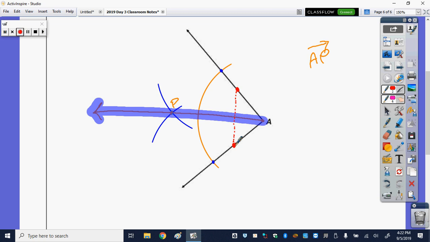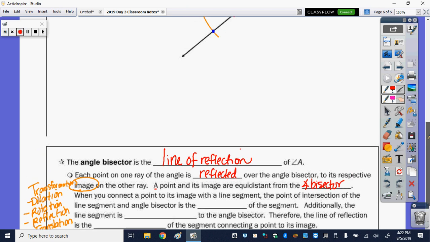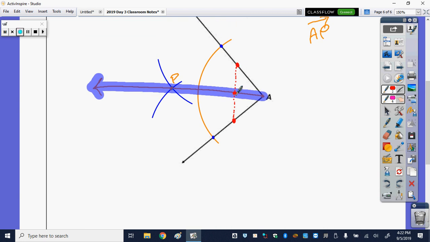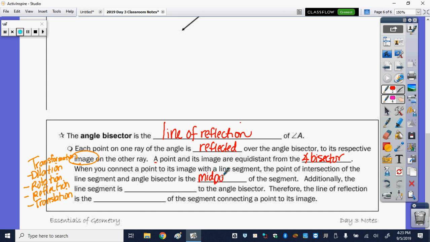The next sentence says a point and its image are equidistant from the angle bisector, that ray. When you connect a point to its image with a line segment, the point of intersection of the line segment and the angle bisector is equidistant from each point. So if we call this RS and call this M, because that's the midpoint of that segment, we know that RM is congruent to SM. As I just said, that intersection of the line segment and the angle bisector is the midpoint.